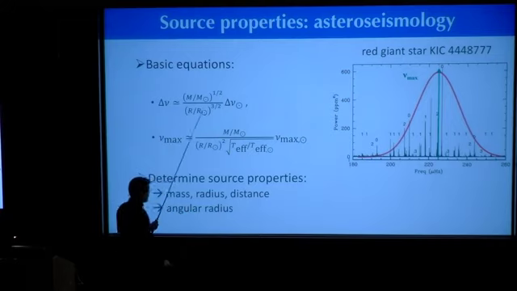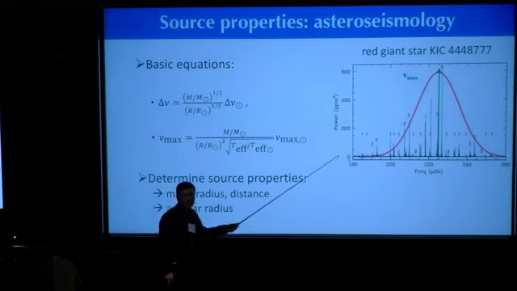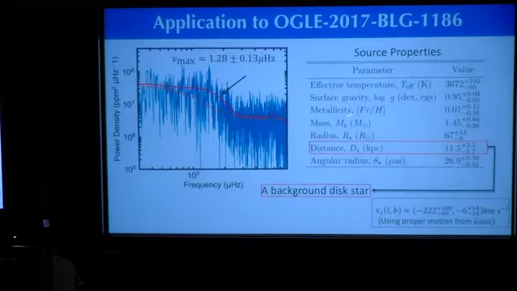This parameter is related to the dynamical time in the star, and nu max is usually related to the sound crossing timescale in the pressure scale height. In any case, you can see these two parameters are related to stellar parameters like stellar mass, radius, and effective temperature. So from such a spectrum, you can infer the source mass, radius, distance, and as a byproduct, also the angular radius.